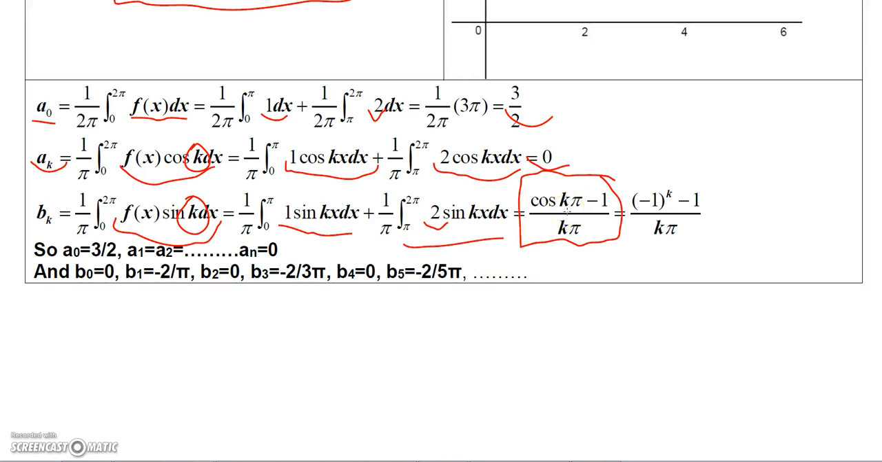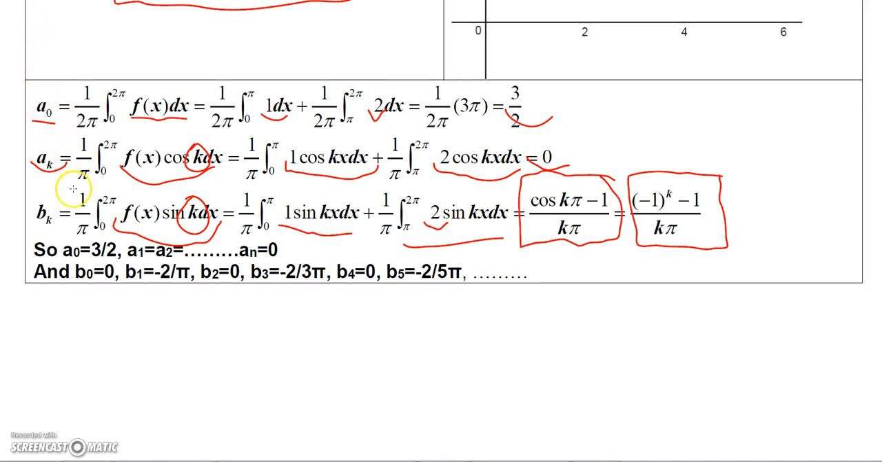And it turns out that since k pi would just give us multiples of pi, you can rewrite this, because if k is 1, then cosine of pi would be negative 1. And if k is 2, cosine of 2 pi would be positive 1. So you can rewrite this expression as negative 1 to the k power minus 1 all over k pi.